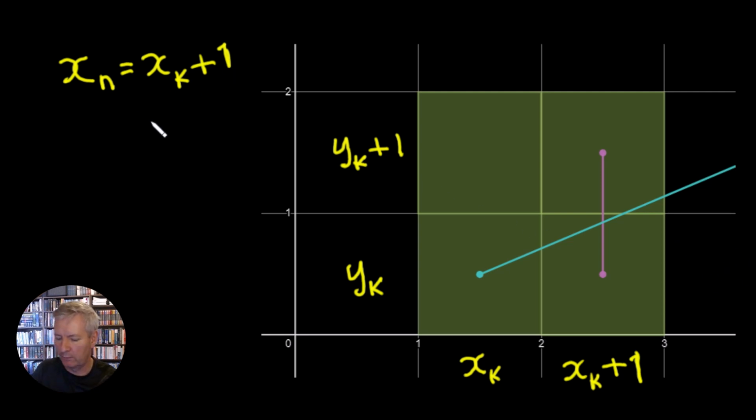So that's very simple. But the y block that we're going to choose is going to be the y next block. So we're going to have our y next, and the y next is going to have two possibilities. We're either going to choose the bottom block, in which case we're choosing yk, or we're going to choose the top block, in which case we're choosing yk plus 1.